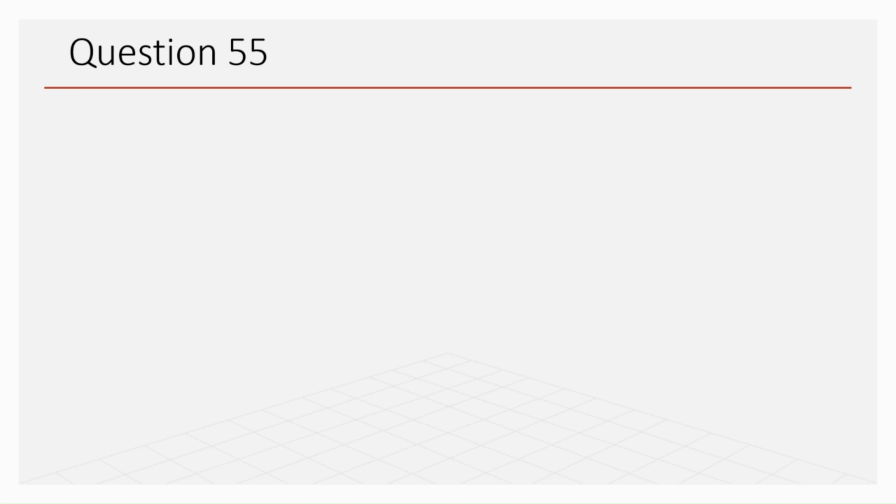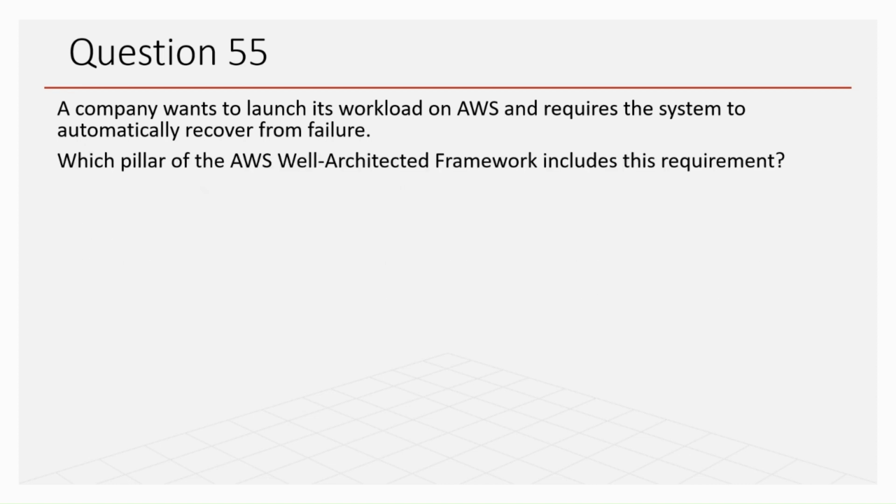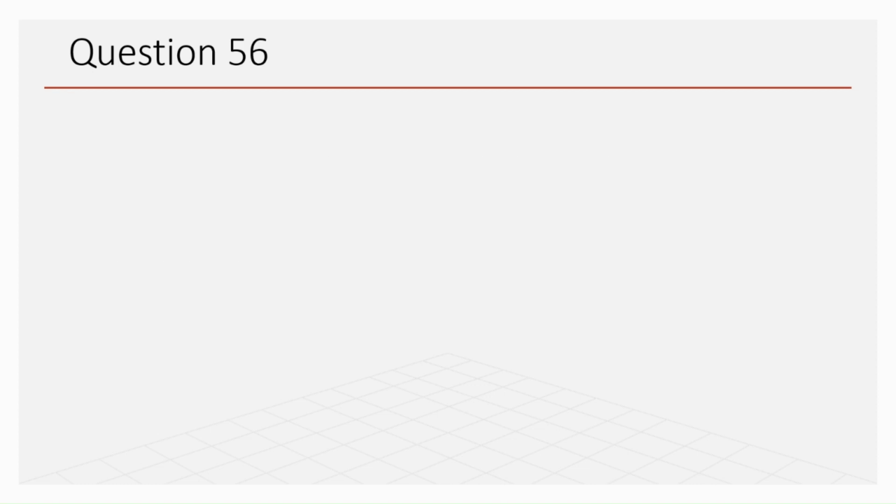Now, let's look into question number 55. It says a company wants to launch its workload on AWS and requires the system to automatically recover from failure. Which pillar of the AWS Well-Architected Framework includes this requirement? And the options are A, cost optimization, B, operational excellence, C, performance efficiency, and D, reliability. And the correct answer is D, reliability, because they want the system to automatically recover from the failure. So that's why the answer is D, reliability.